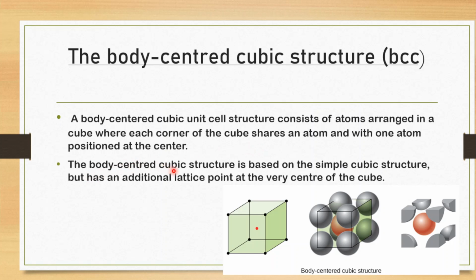The body-centered cubic structure is based on the simple cubic structure but has an additional lattice point at the very center of the cube. So it is almost like the simple cubic structure, but the only difference is here there is one lattice point inside the cube. So there are 8 corner atoms as well as one lattice point in the middle.